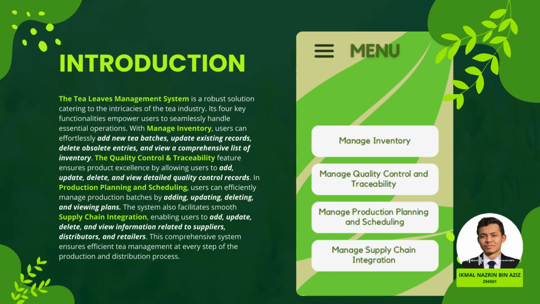First, we want to introduce what our system can do. The tea-leaf management system offers seamless control over critical aspects of the tea industry, with four core functions: manage inventory, quality control and traceability, production planning and scheduling, and supply chain integration. Users can effortlessly add, update, delete, and view vital information, ensuring efficient tea production and distribution.